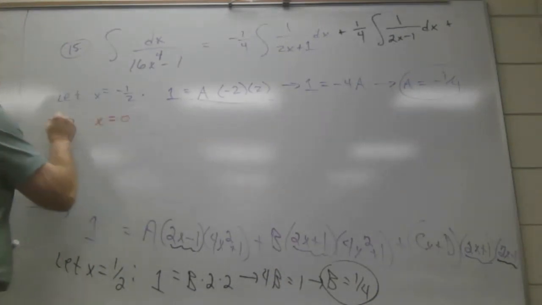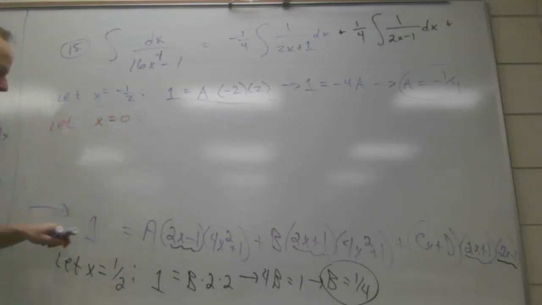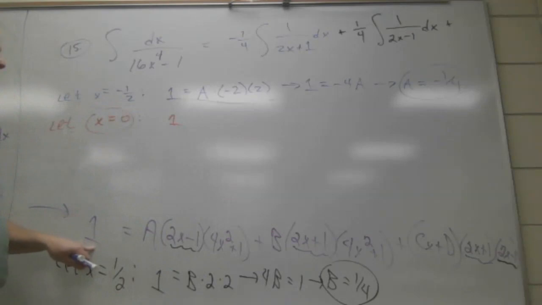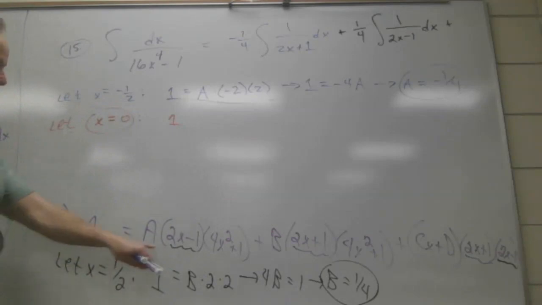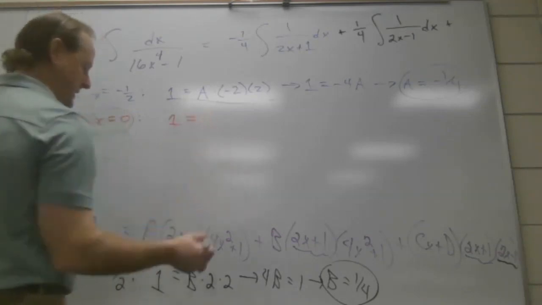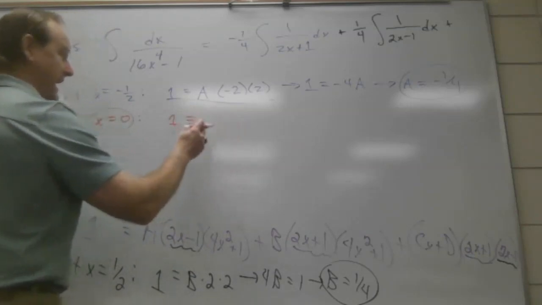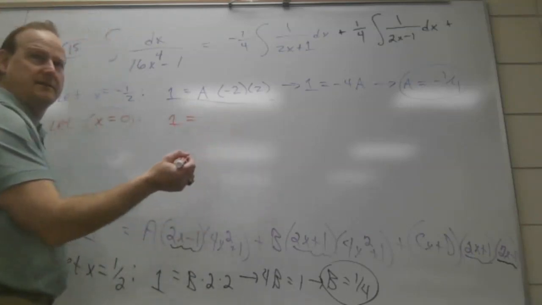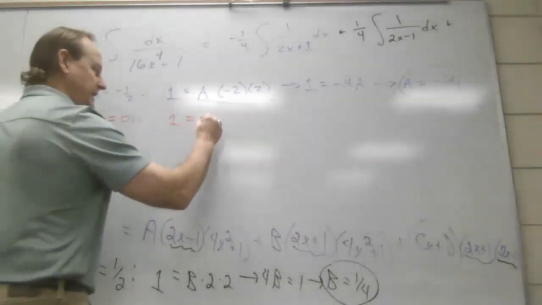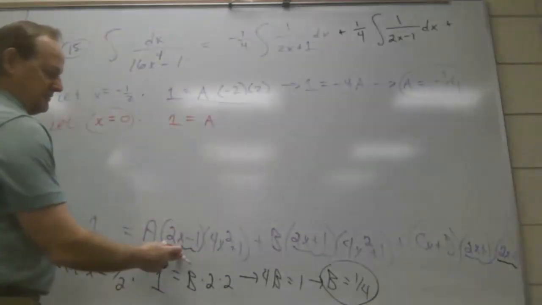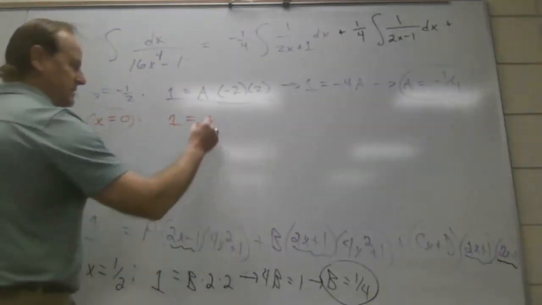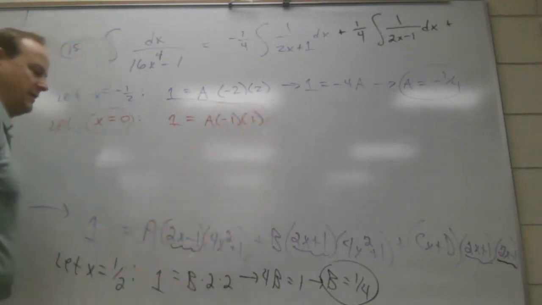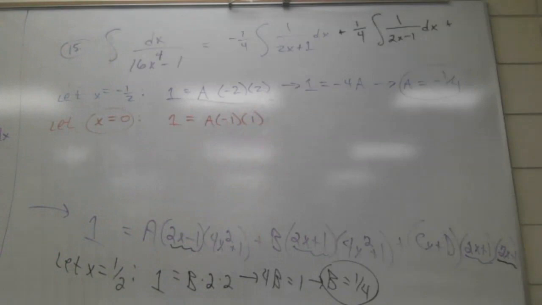So if x equals 0, if I let x equal 0, let's just see what we get. Once again, on the left side, I get 1, right? Nothing changes. On the right side, I'm going to get a, and I'm just going to put it as a because I already know what a is. But I'll just fill that in next. But a times, and then it's just -1 times +1, right? Because 4x squared is 0 plus 1.